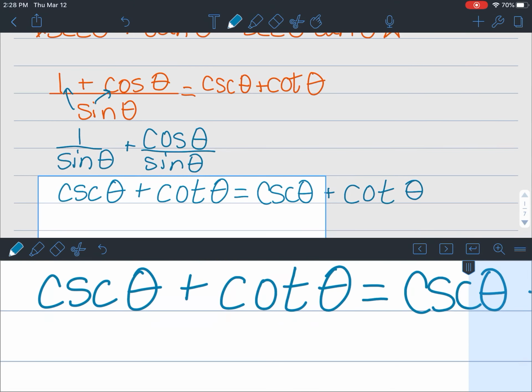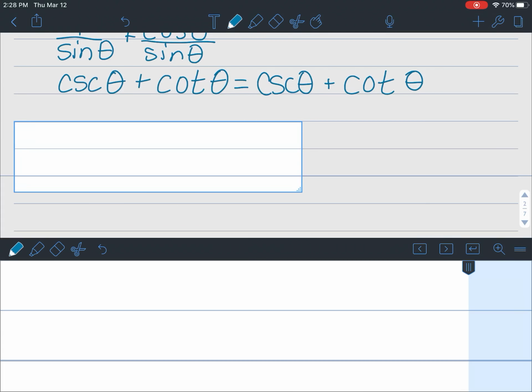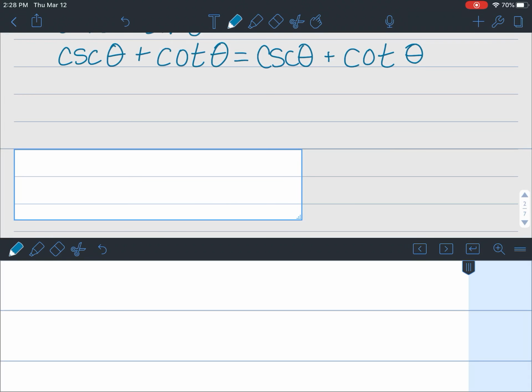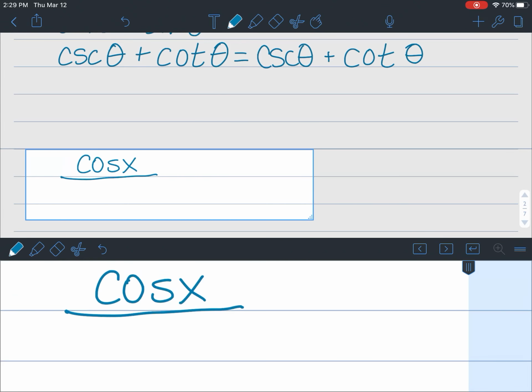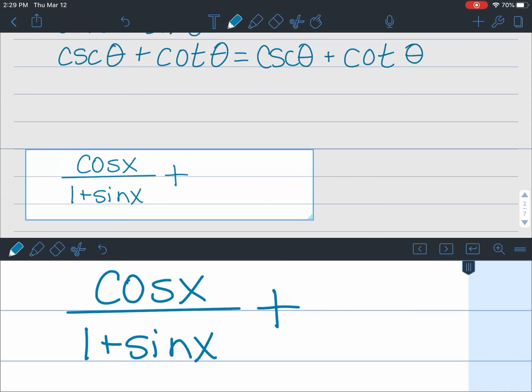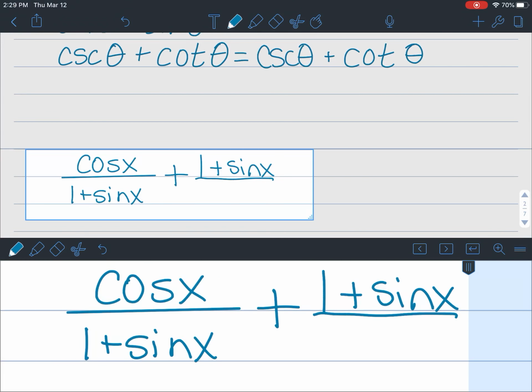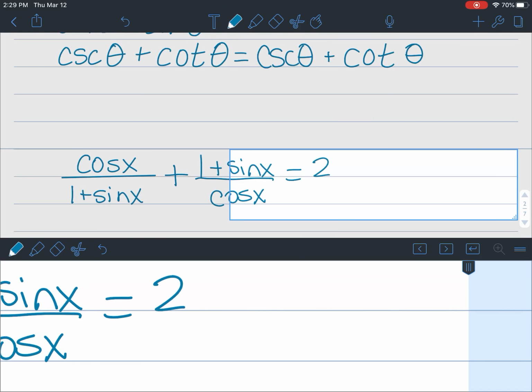Okay, now this next one that we're going to do is definitely longer. So you're just going to have to bear with me. Cosine x divided by 1 plus sine x, plus 1 plus sine x over cosine x. And all that equals 2 secant x.